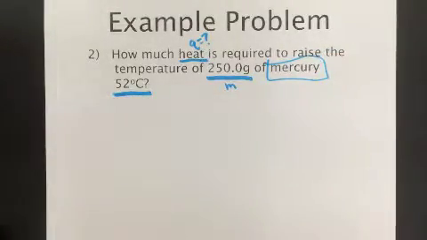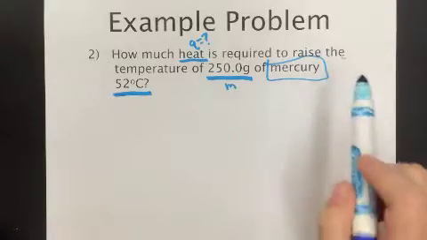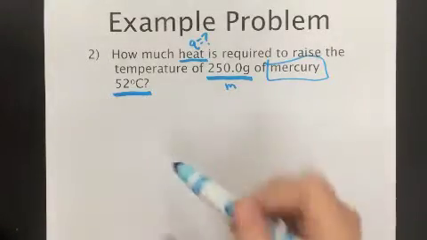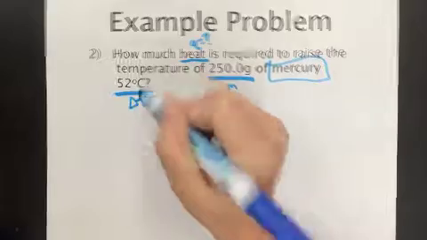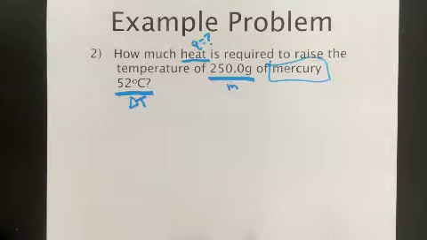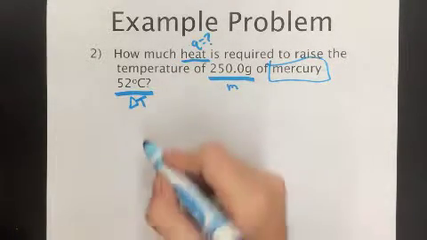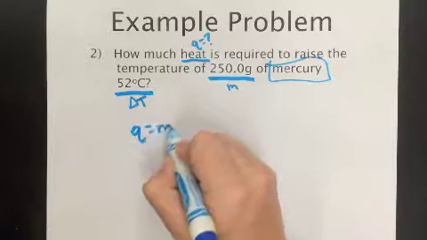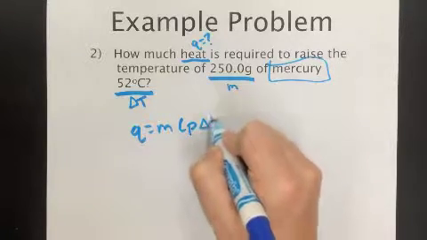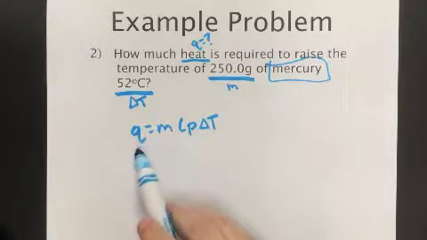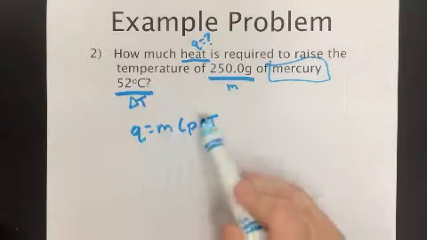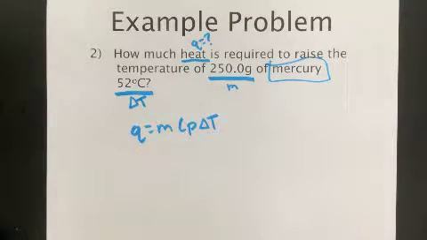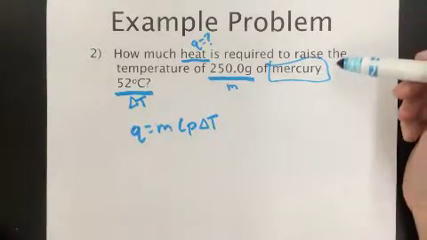52 degrees Celsius. Now it says how much is required to raise the temperature by 52 degrees Celsius. So this is our change in T already. We don't have to calculate it. So we use our equation. Q equals mCp delta T. Now we're solving for Q. We have m and we have delta T. We're missing something. So why is it important that it's mercury?